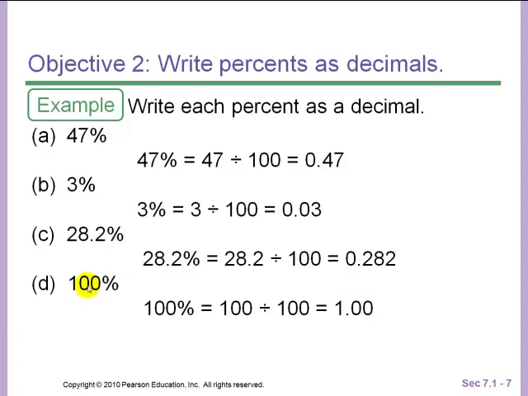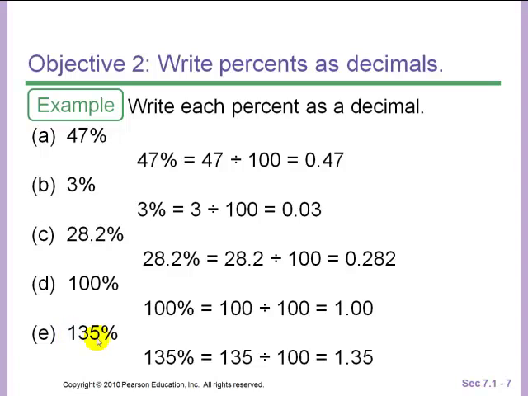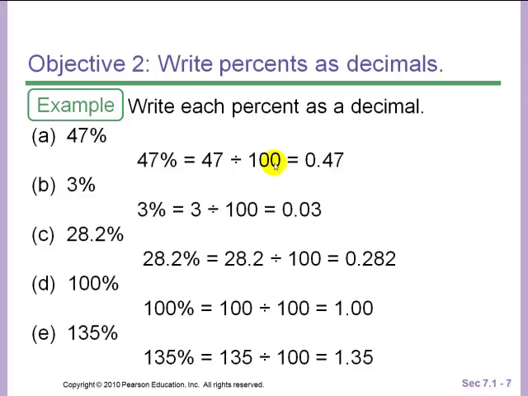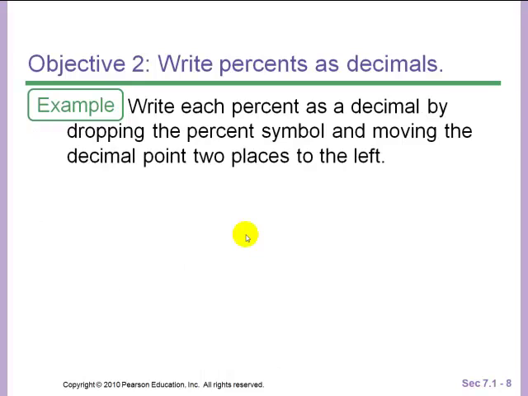Or if you get 100% of something, you get all of that thing. 135% is 135 divided by 100, which is 1.35. Example: write each percent as a decimal by dropping the percent symbol and moving the decimal point 2 places to the left. So recall that dividing by 100, all we did was move the decimal 2 places to the left. Since that will always be true, and since we are always dividing by 100, we can skip this middle step and simply move the decimal point 2 places to the left.